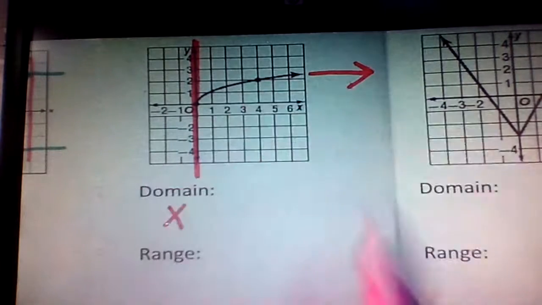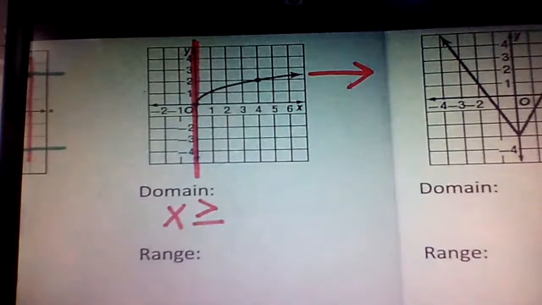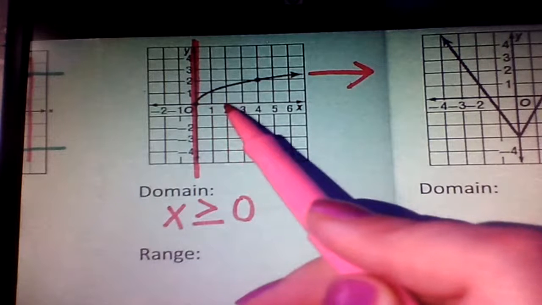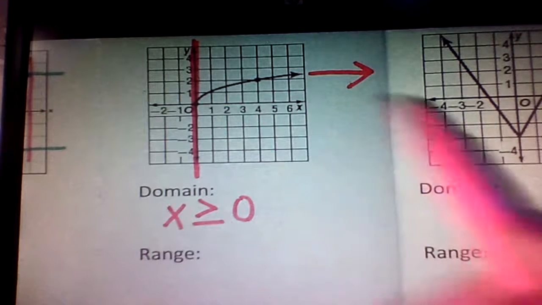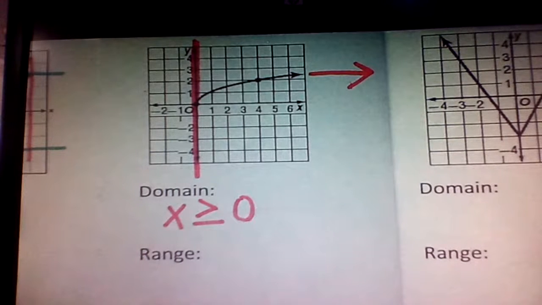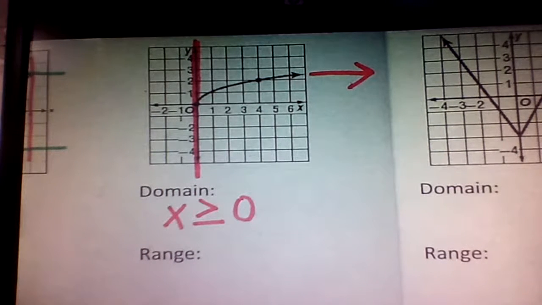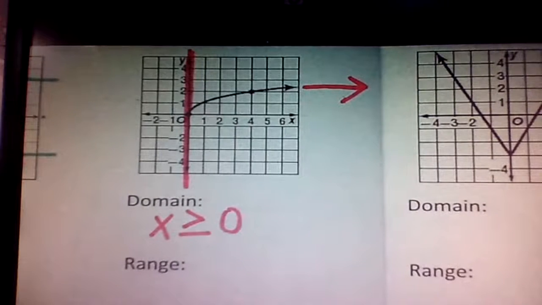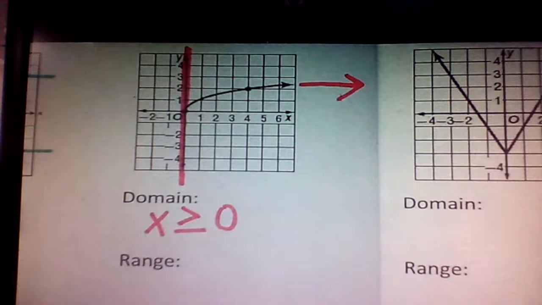So you can write this as X, and it's going to the right. So it's greater than or equal to 0. So that means you have answers for 0, 1, 2, 3, 4. I could have answers for 72, clear out on the positive side. It will continue going. Now, can you see that from this graph? No. But if we extended it out, yes.